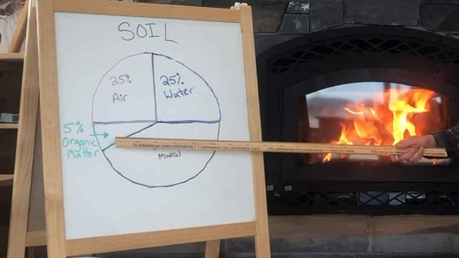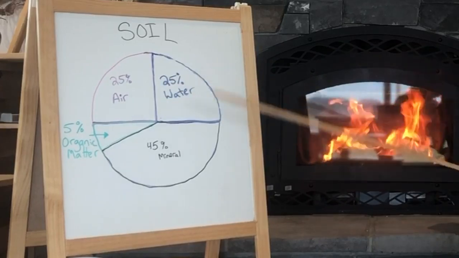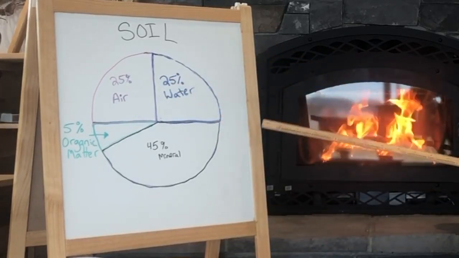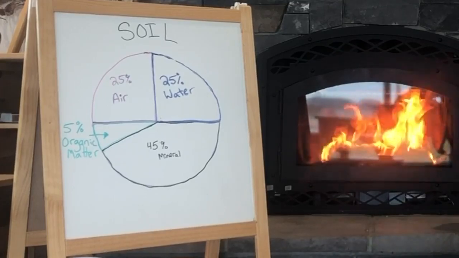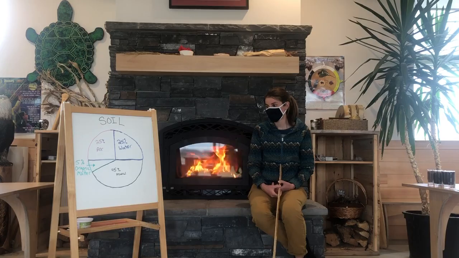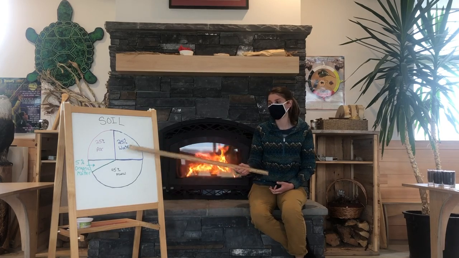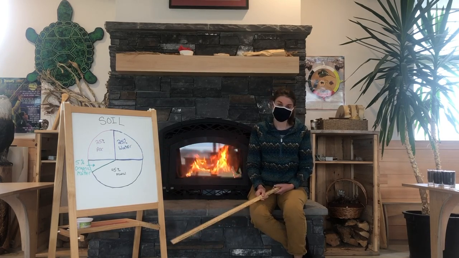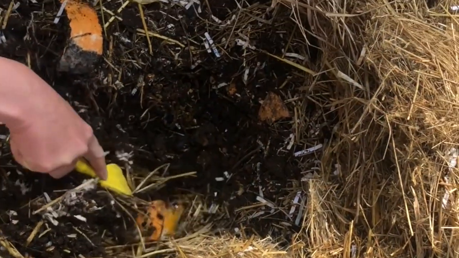Some healthy soils might have less organic matter or more minerals or a little bit more air or water, but these are the general proportions in a soil that would make it suitable for lots of plant and animal and bug life. Unhealthy soil might be really dry, so it would have a lot of air, or really wet, a lot of water for a long time, or it doesn't have very much organic matter.